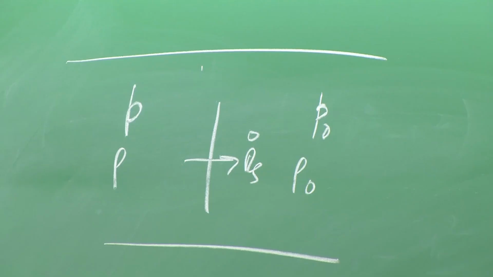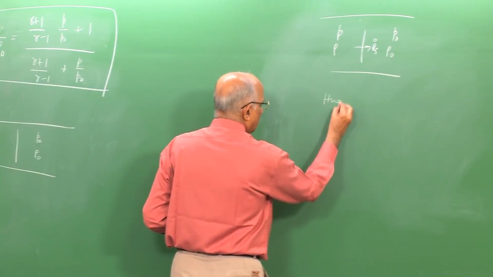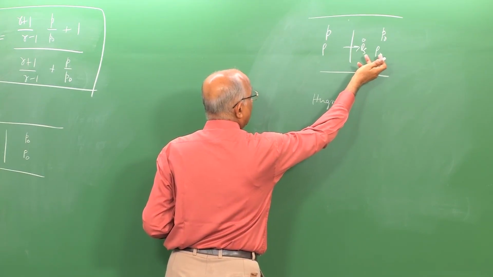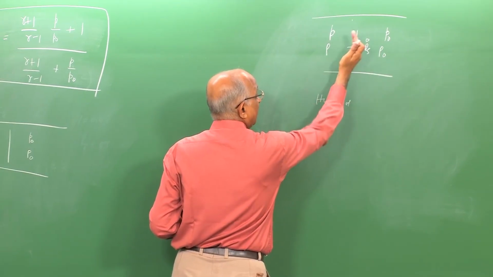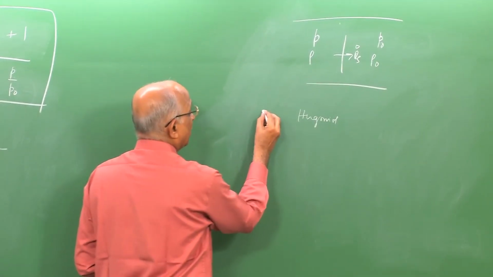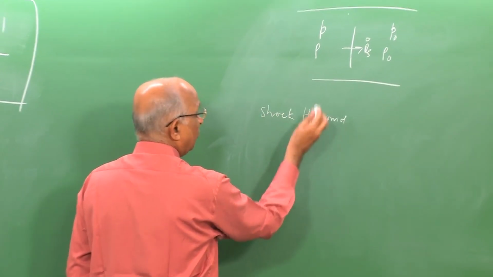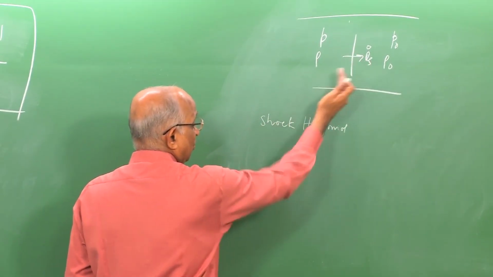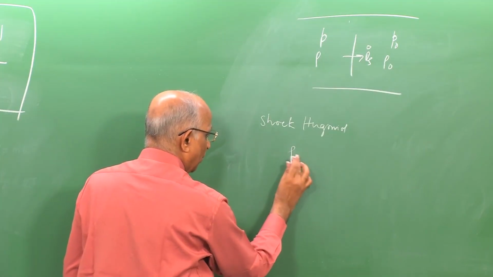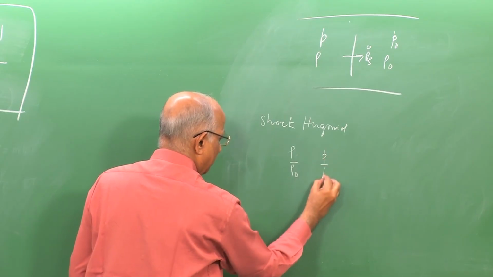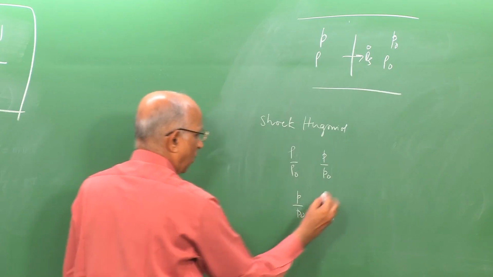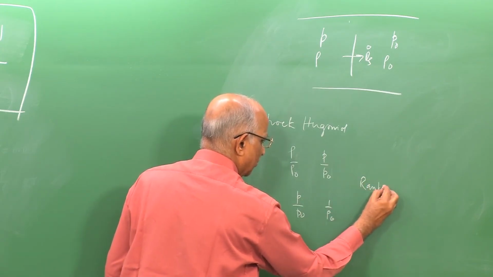What did we get? We got the Hugoniot. That means I write the continuity, momentum and energy relation relating this and this. I took the condition of the plane of reference as the shock wave. I got the Hugoniot equation which I called as the shock Hugoniot, because I am specifically looking at this particular wave as a shock wave. I got the shock Hugoniot, and then I related the value of rho by rho 0 as a function of P by P 0 and also P by P 0 as a function of rho by rho 0, which we called as the Rankine-Hugoniot equations.